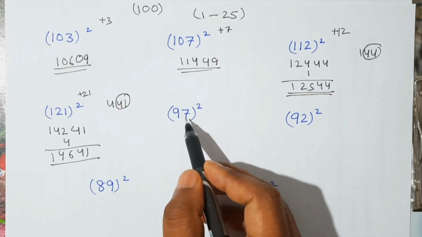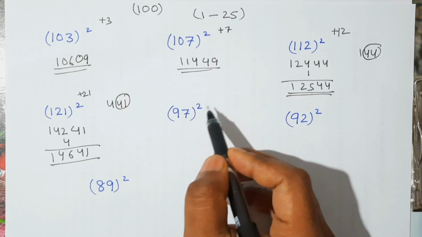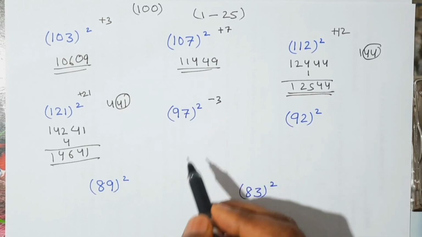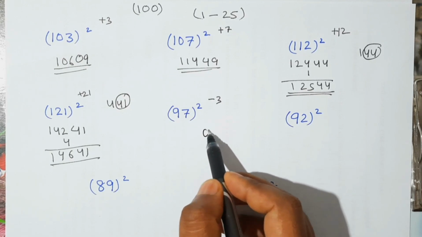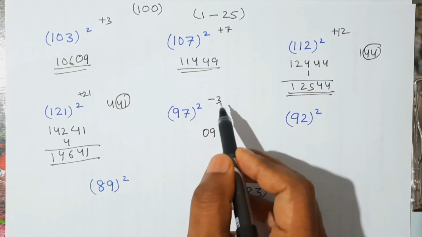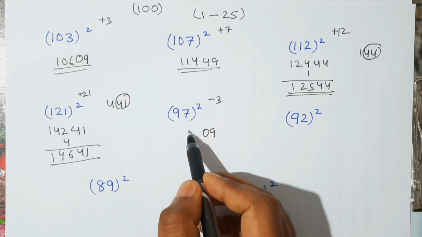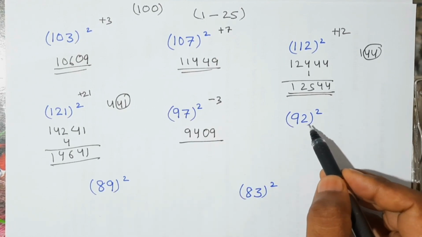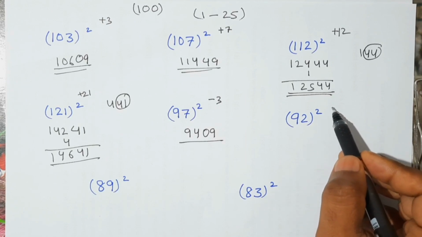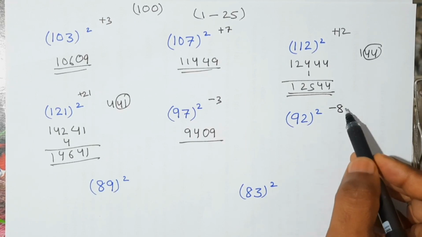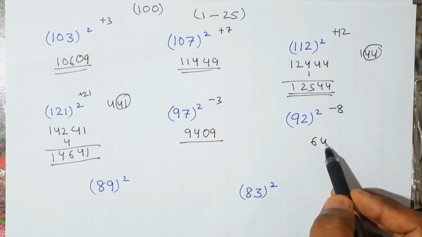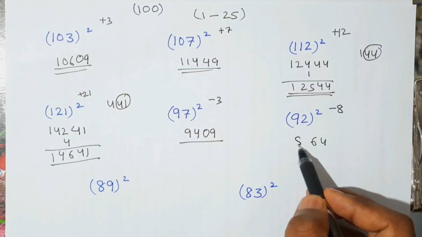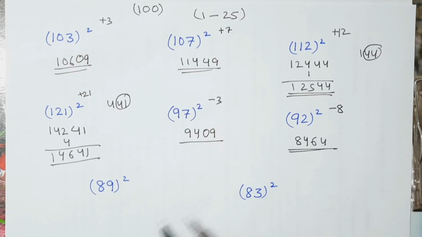Now this number is less than 100. It is 3 less than 100, so this is minus 3. First the square of minus 3 is 9, so we'll write 09. Now 97 minus 3 is 94. So this is the square of 97. Similarly, this number is 8 less than 100, so minus 8. 8 square is 64, and 92 minus 8 is 84. So this is the square of 92.